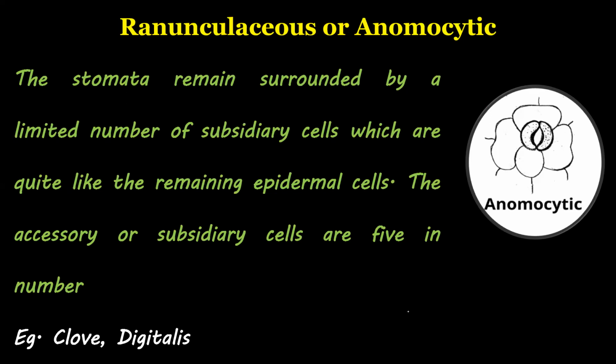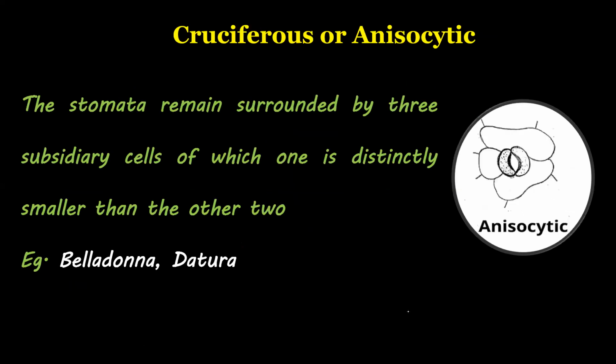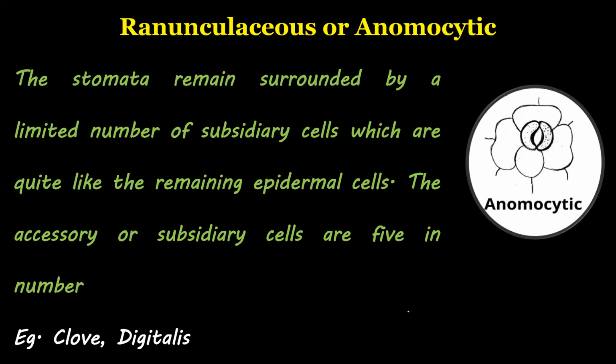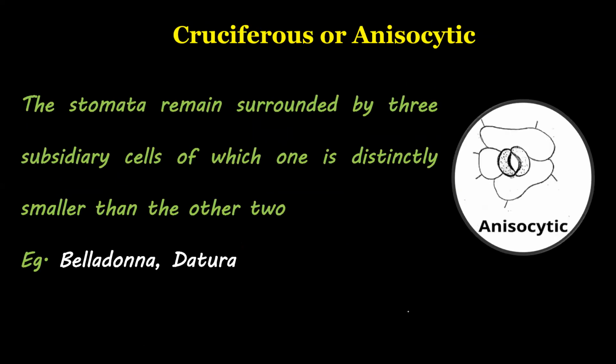Okay, this is also known as ranunculus type, right? Now see, while studying each of the types, please take a note of each and every diagram on the right side. Next, we'll come to anisocytic type. Aniso, from this very word, you can understand that there is some dissimilarity. Now, where is this dissimilarity? We will look for it. The stomata remain surrounded by 3 subsidiary cells, of which one is distinctly smaller than the other. Now, you understand where is the dissimilarity here?